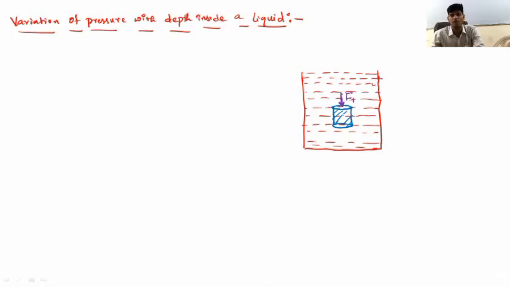We know liquid exerts normal force on any surface in contact with it, be it a cylindrical portion of the liquid. Similarly, the liquid below the cylindrical portion will exert normal force on the base of the cylinder. We'll call this F2.